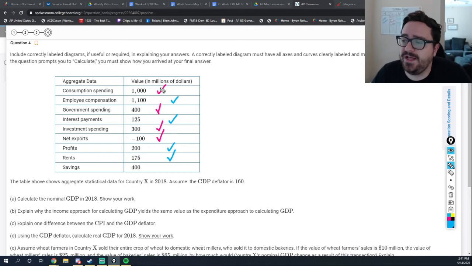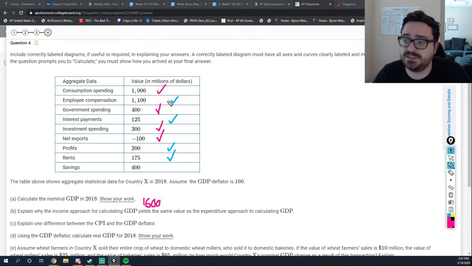If I'm going to do it the red way, it's 1,000 plus 400 plus 300 minus 100. So this is 1,000 plus 600, which would be 1,600. No, I should do that in red first. And I'll prove to you that it's the same thing.